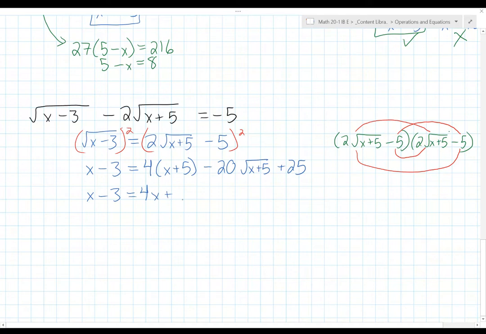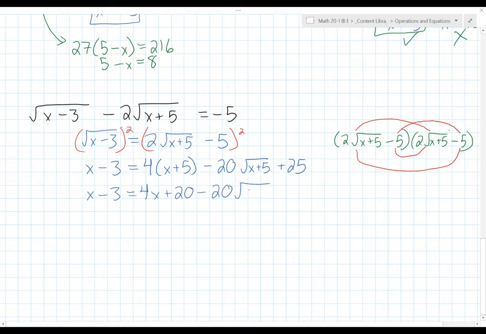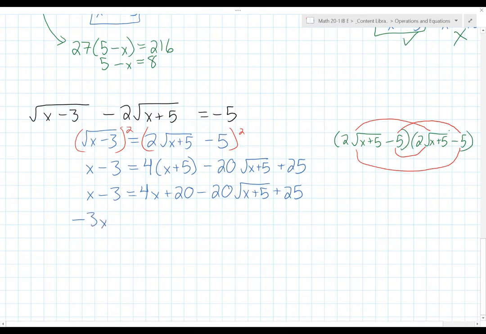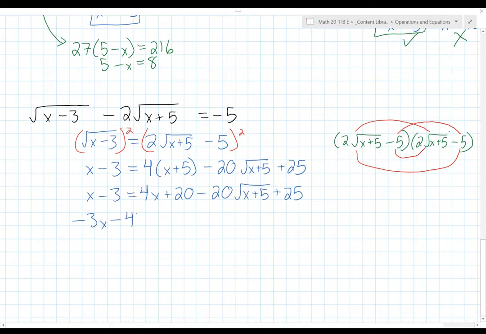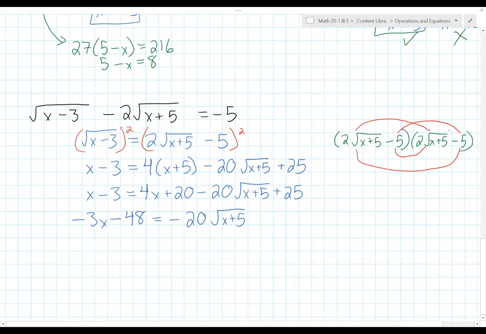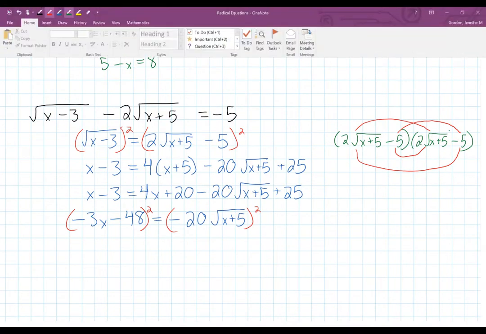So distributing out that first binomial and then moving all the non-root parts over to the other side, I get negative 3x. Minus 3 minus 20 is minus 23, minus 25, I get minus 48, equals negative 20 root x plus 5. And now when I square both sides, here's where my numbers are going to get kind of gross. In this case, I'm not going to bother multiplying or dividing by the negative 20, because it's going to give me fractions and I don't really want fractions.